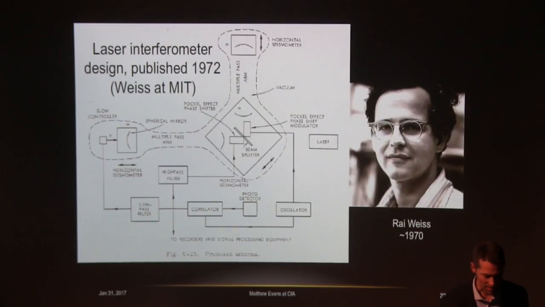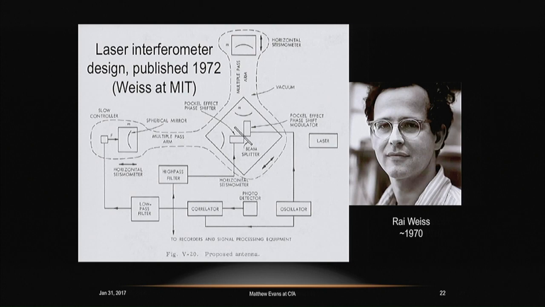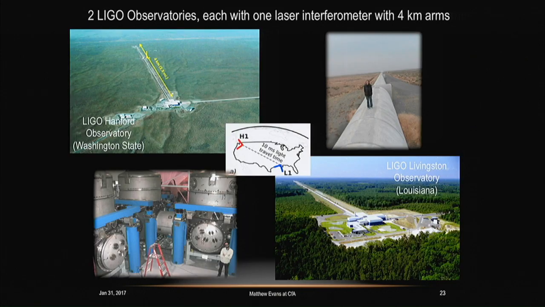So Ray Weiss, back in the 70s, remember this is not long after the invention of the laser, figured out that he could use this new thing called a laser and make one of these laser interferometers as opposed to the resonant bar detectors that were used previously with modest success. Use a laser and make an interferometer like this and do much better than Michelson had and much better than Weber had and make something which could actually possibly detect gravitational waves. So from this original design in the early 70s, we went to the LIGO detectors.